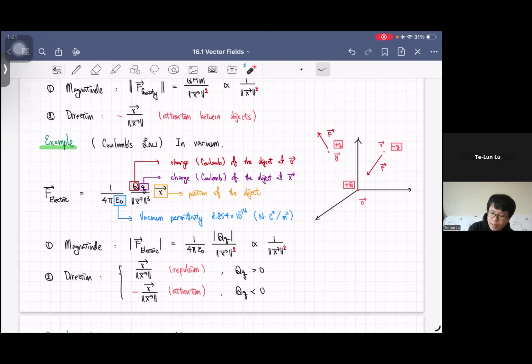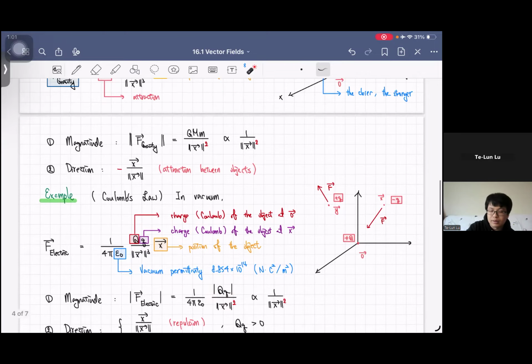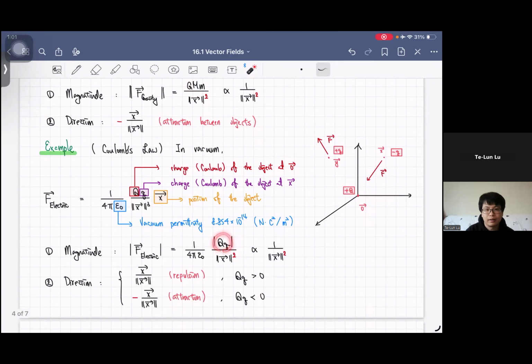And why do I put the absolute value here? It's because in this case, capital Q and Q might be negative. This is different from this guy because mass is always positive, but the charges have two different types, right? The negative charge and the positive charge. It depends on whether you're an electron or a proton.